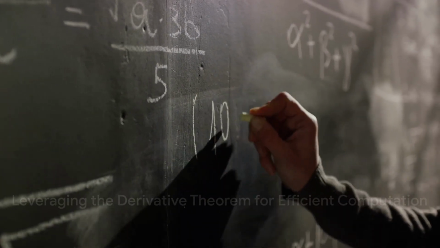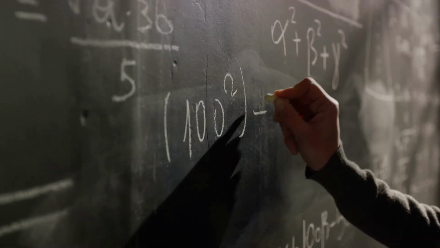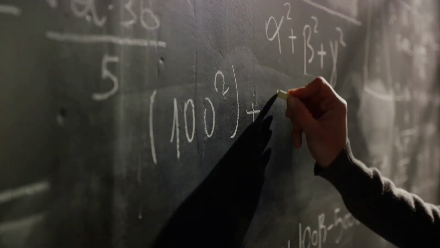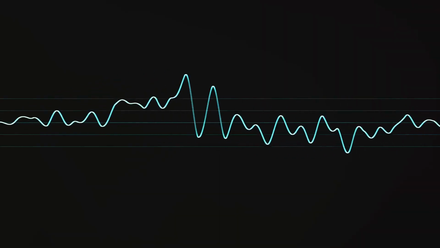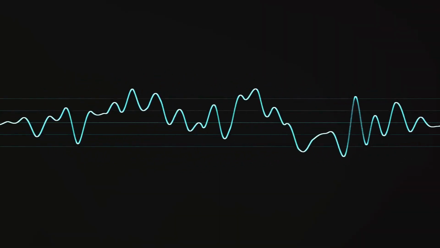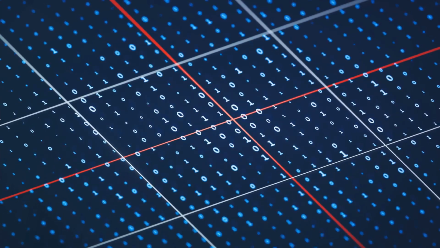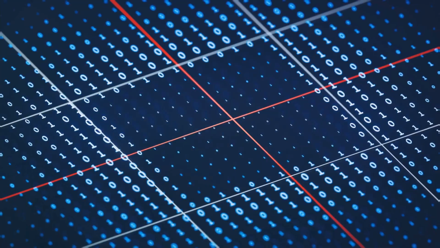By utilizing the derivative theorem of convolution, we can compute the convolution of the image with the derivative filter in a more efficient manner. This is accomplished by leveraging the properties of the Fourier transform. The result? Significantly faster computations, particularly for large images.